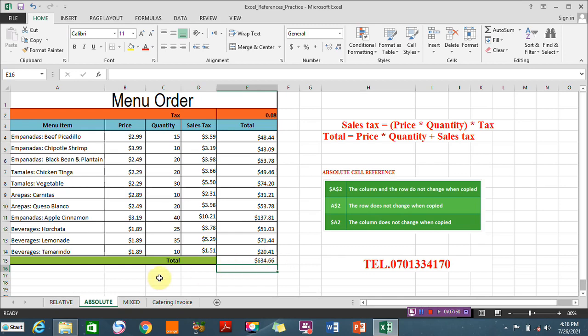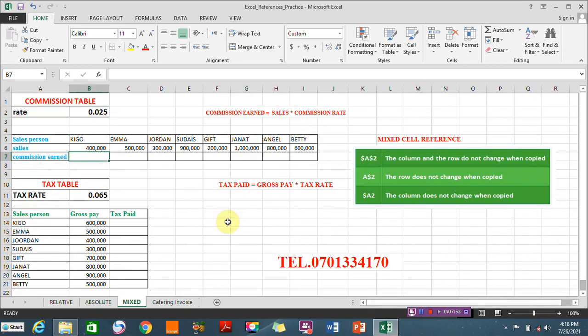So let's come to the mix and see how it works. Under mix referencing, one of the two is fixed but not both. Either the column is fixed but the row is not fixed, or the row is fixed but the column is not fixed, as you see it down here. Now the A is not having a dollar sign, but the 2 is having the dollar sign. That means that that 2 is absolute. Then here the column is having the dollar sign. That means that it is the one that is absolute, but the 2 is not absolute, or it is relative.